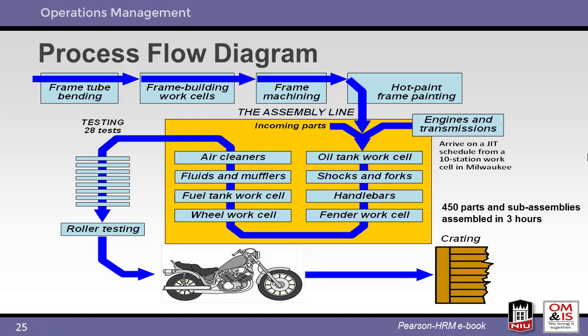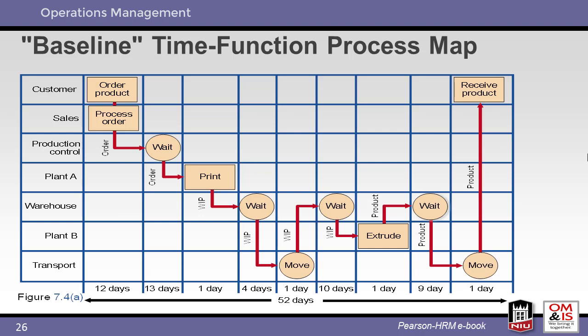This is a typical process flow diagram for the assembly of a motorcycle. We start with the first process, frame tube bending in the upper left corner. We move to the right with subsequent process steps until we create the completed motorcycle at the lower right. Note the components arrive at the assembly line on a just-in-time basis from various work cells. This highly effective flow turns 450 parts and sub-assemblies into a completed motorcycle in 3 hours.